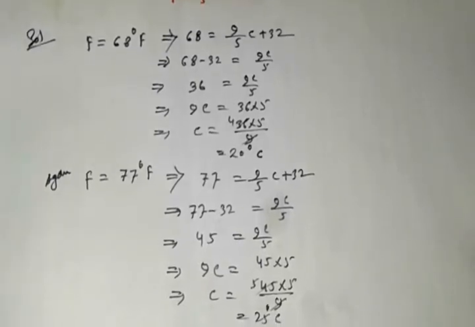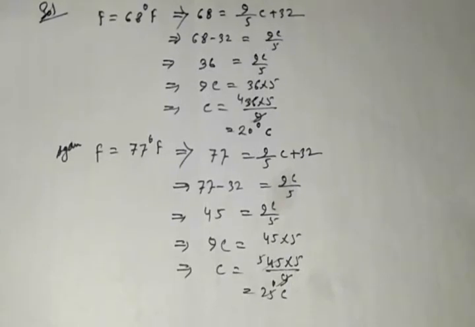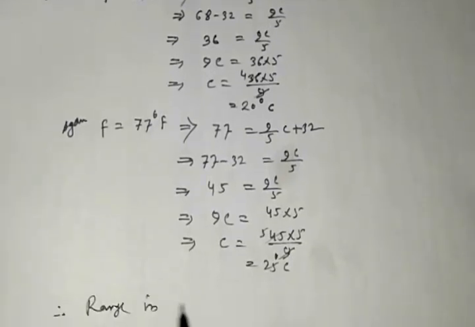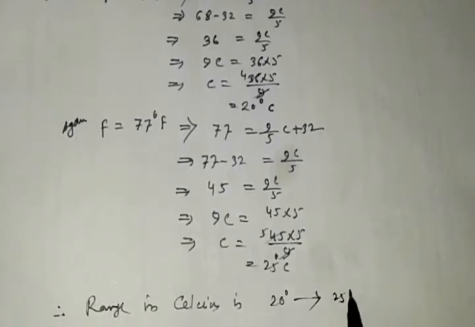Now, the range in Celsius is 20 degrees to 25 degrees Celsius. 20 degrees Celsius to 25 degrees Celsius. This is the range in Celsius.